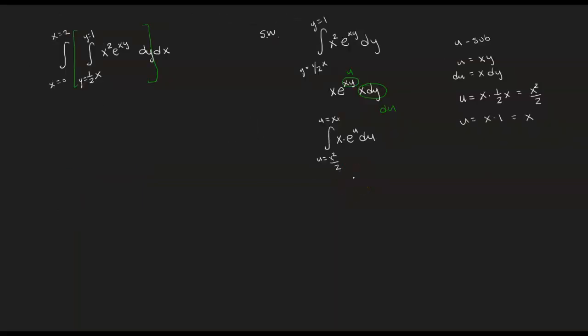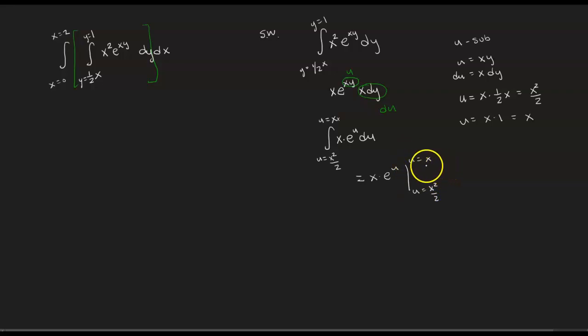So integrating x times e to the u with respect to u, well, the exponential function doesn't change when we integrate it. So we know that that would be equal to x times e to the u, and then we will evaluate u between the bounds that we've decided we have. So we'll end up with x times e to the x minus e to the x squared over 2.